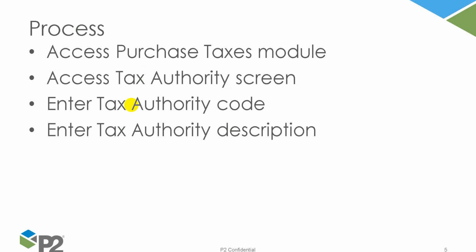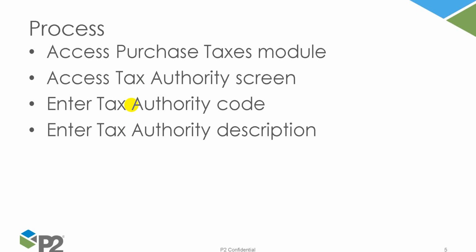This is a fairly straightforward process. We need to go to the Purchase Taxes module first. We then need to access the tax authority screen. We have to enter the tax authority code and then provide a description. After that, we can save, and at that point, the tax authority is set up.